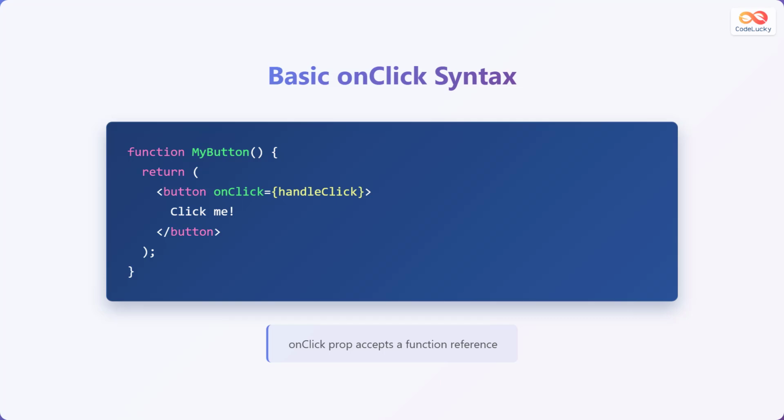Here is the basic syntax for using the onClick event handler. Inside your React component, typically within a button element, you include the onClick prop. This prop accepts a function reference. This function, known as the event handler, will be executed when the button is clicked. In this example, the onClick prop is assigned the handleClick function. This means that when the button is clicked, the handleClick function will be triggered.